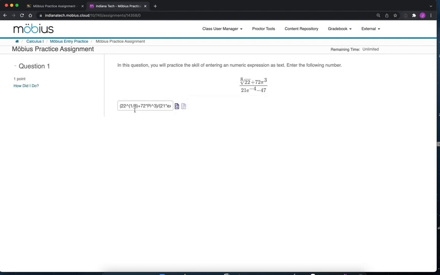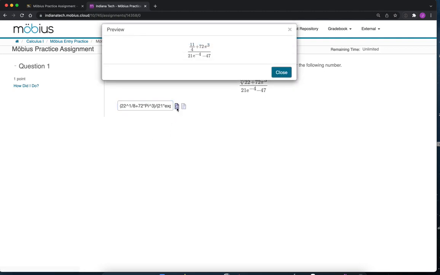Let me go ahead and change something. So what if I, let's say, forgot to put the 1/8 in parentheses? Well, that's not correct. Let's verify both ways that it's not correct. If I look at the preview, it's giving me 11/4. Why is it giving me 11/4?